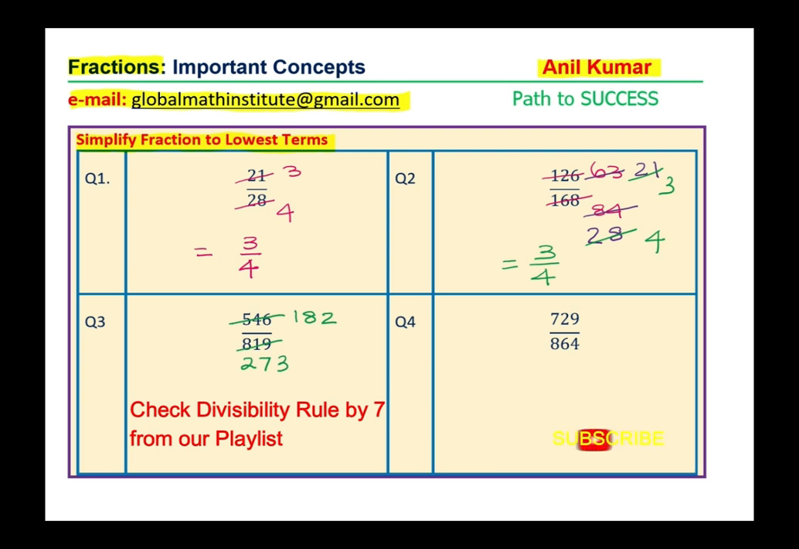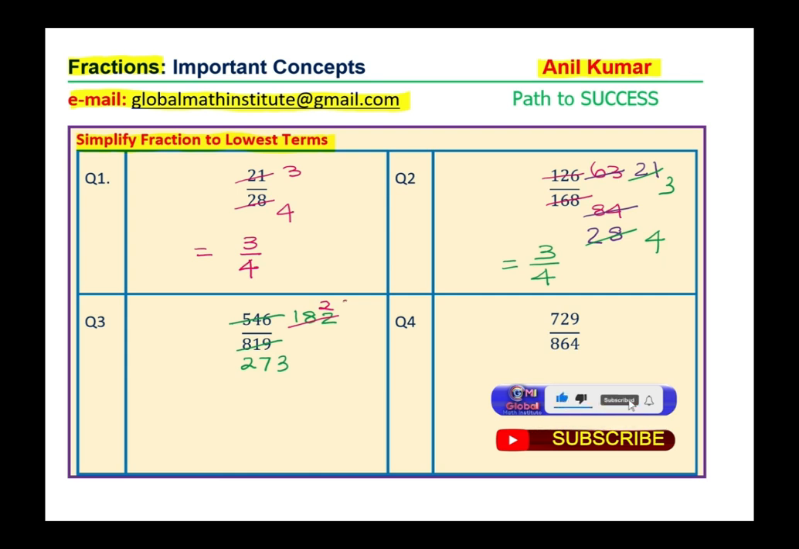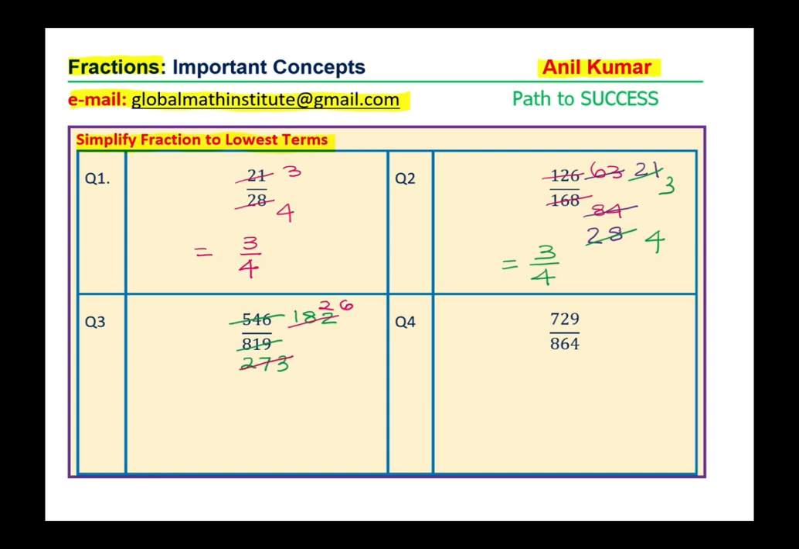However, let's try it out. 7 times 2 is 14. 7 times 6 is 42. So 182 divided by 7 goes 26 times, right? And 273 divided by 7: 7 times 3 is 21, we get 39. Now you see we got 26 and 39.